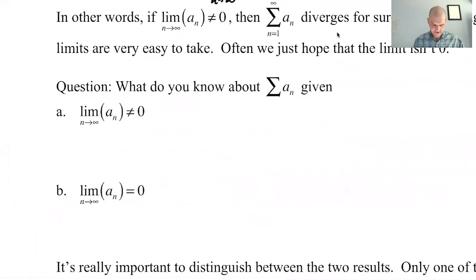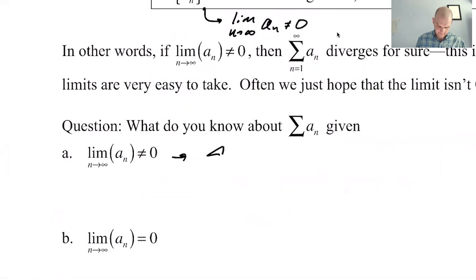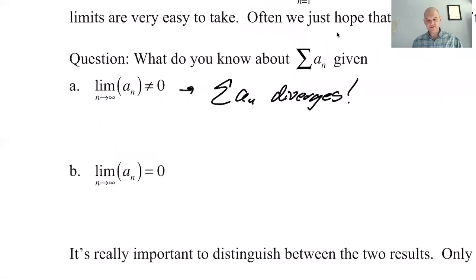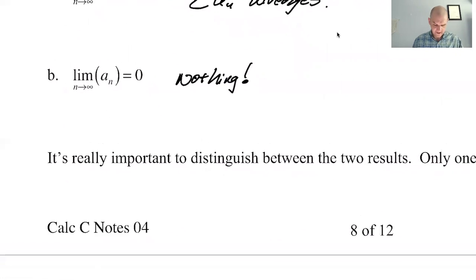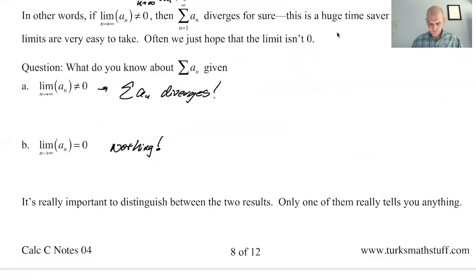So let's see. What do you know about the sum of a sub n? Given that the limit as n approaches infinity of a sub n is not 0, this we know right away diverges, right? The only way it can converge is if the limit is 0. What do we know if the limit as n approaches infinity of a sub n equals 0? Nothing. Which people don't exactly like, but it doesn't matter what you like. So if the limit is 0, no information, try something else, see what's going to happen. If the limit is not 0, definitely diverges, stop there, just write down that it diverges, and move on with your life. So don't mess those up. You really have to have a handle on that.